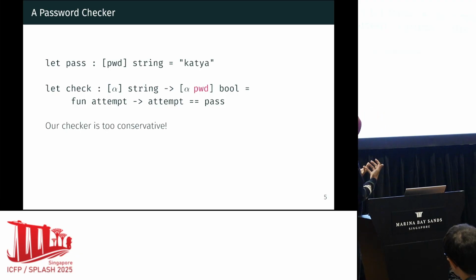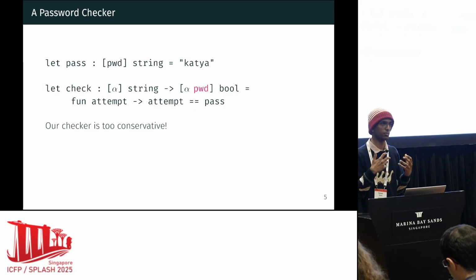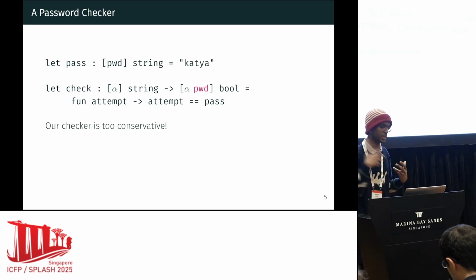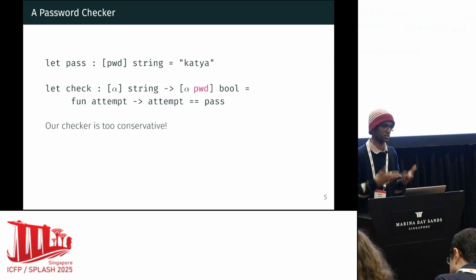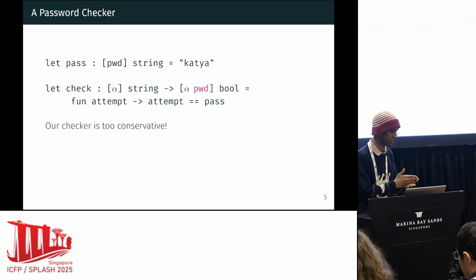But to some extent, this checker is too conservative, right? Because if our policy is that we're preventing things that depend on password data from printing or leaking into the outside world, we can't actually return the result of the password check to the user, right? Because the type system will say, no, that's insecure, you're leaking data about the password.